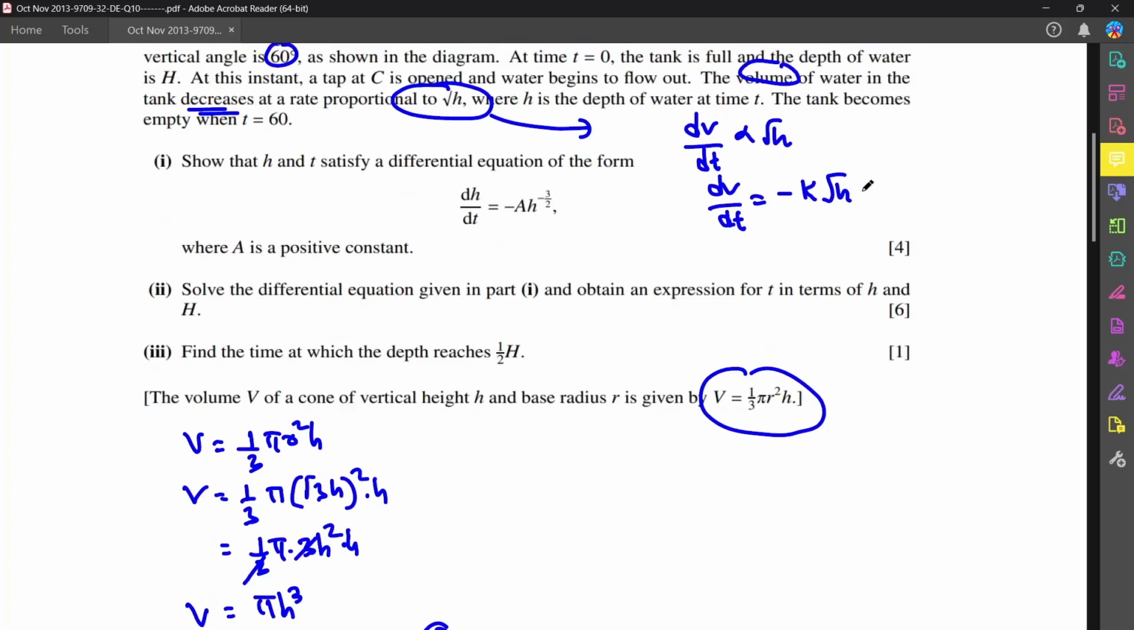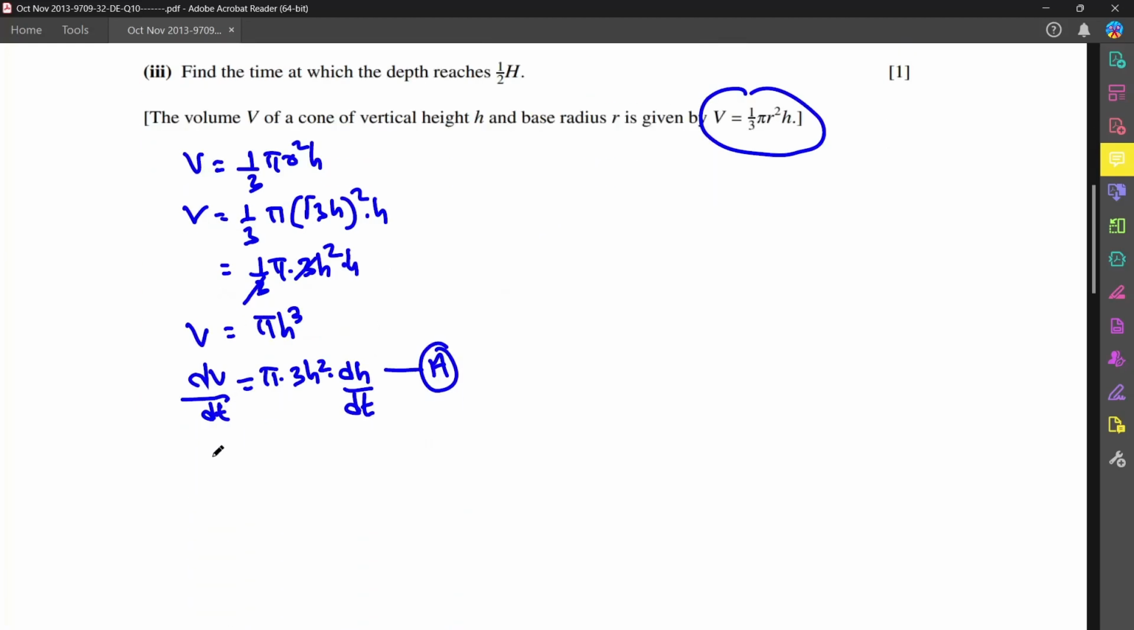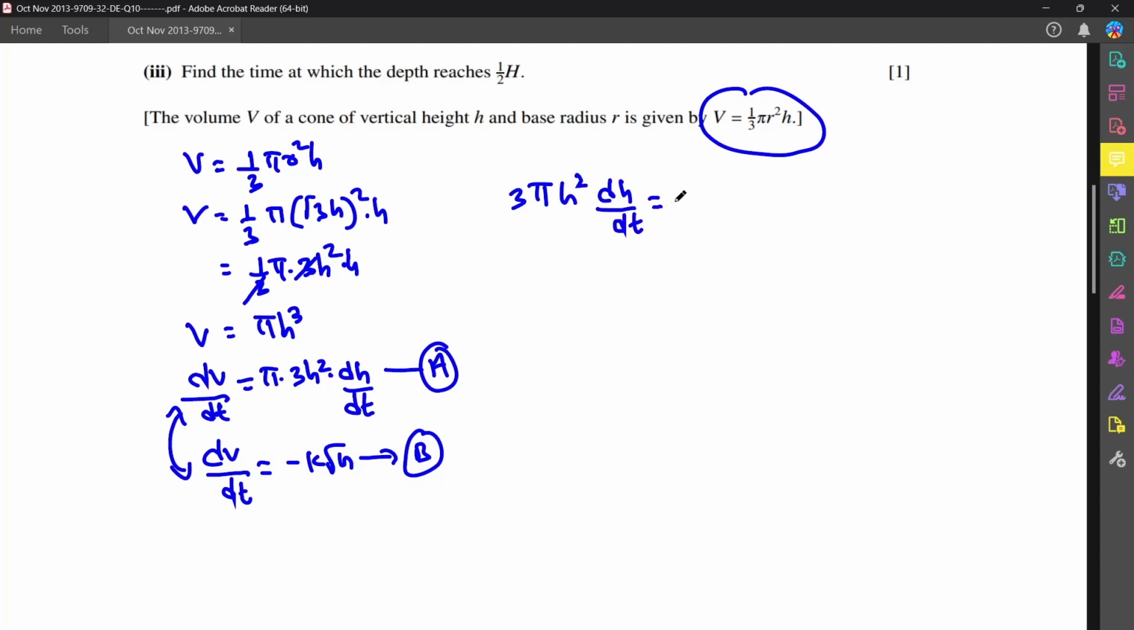Also, at the top, we framed another equation, let's say that is B. So dV by dt is minus k root h. In both these equations, you're talking about the same subject, which is dV by dt. So equate these two equations. So 3 pi h squared dh by dt equals minus k root h. Therefore, dh by dt equals minus k by 3 pi, and combine the h's, which is root h by h squared.